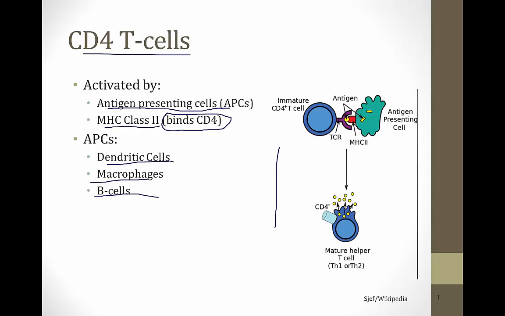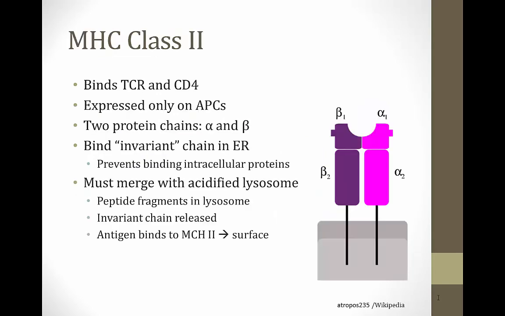An antigen-presenting cell puts an antigen on top of an MHC class II molecule, presents it to a T cell, and then the T cell can become mature and can begin secreting cytokines to activate the adaptive immune response. MHC class II is a very important molecule. It binds to the T cell receptor and CD4, and it's expressed only on those antigen-presenting cells I just discussed. It's made up of two protein chains called an alpha and beta chain, and this is a picture of it here to help you remember.